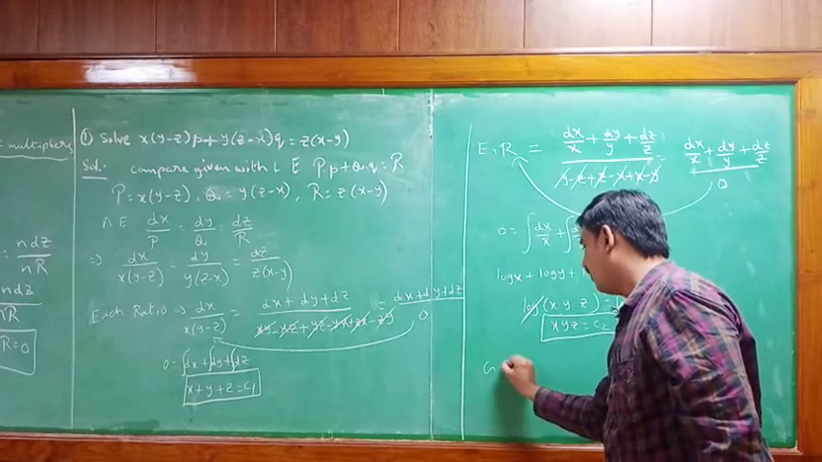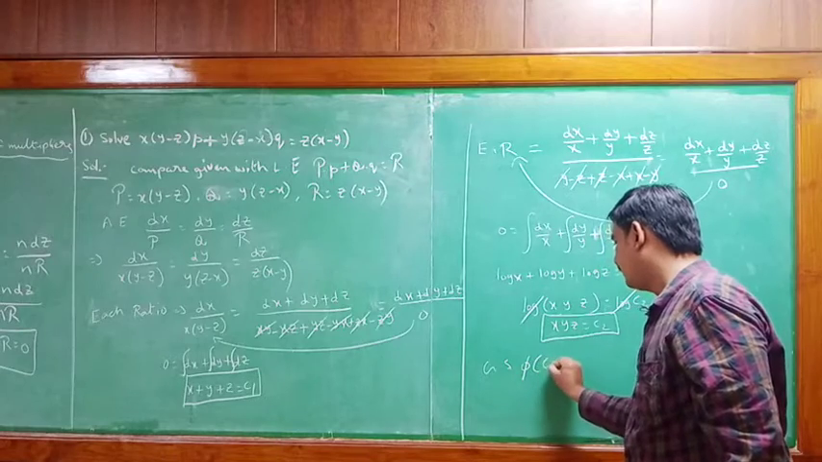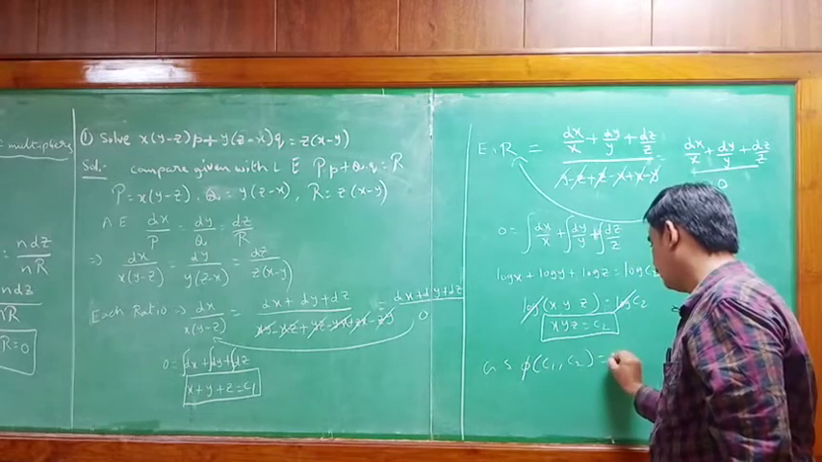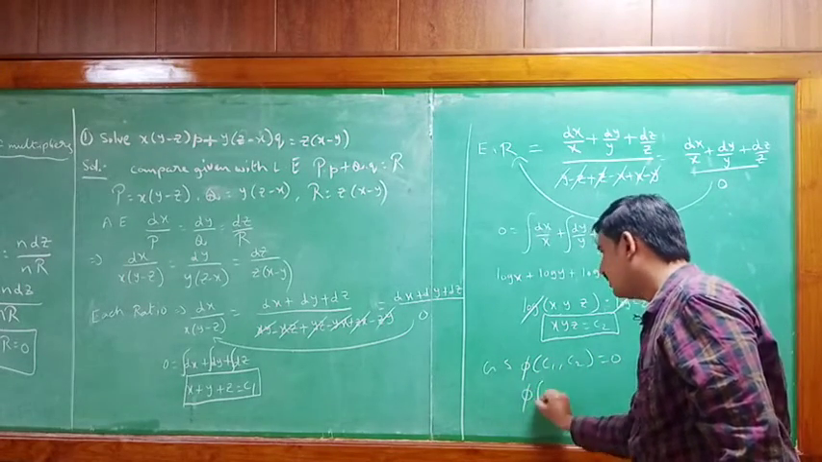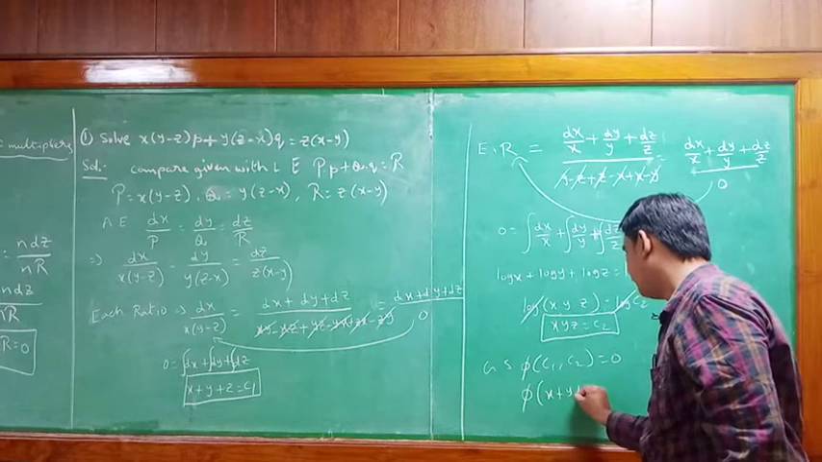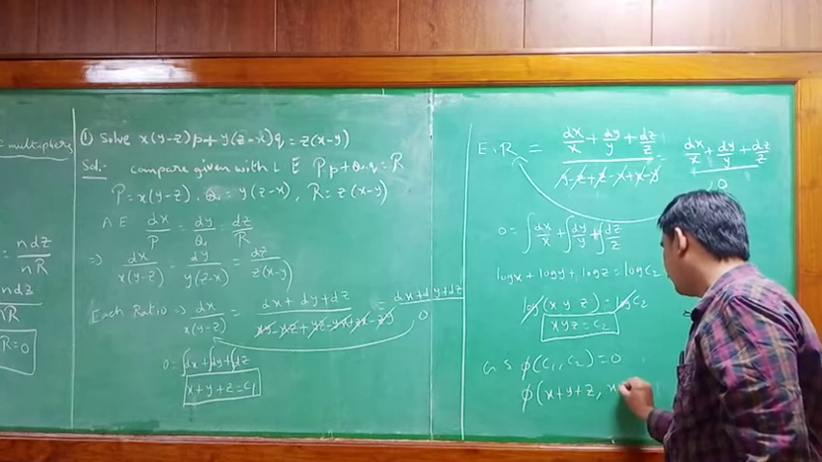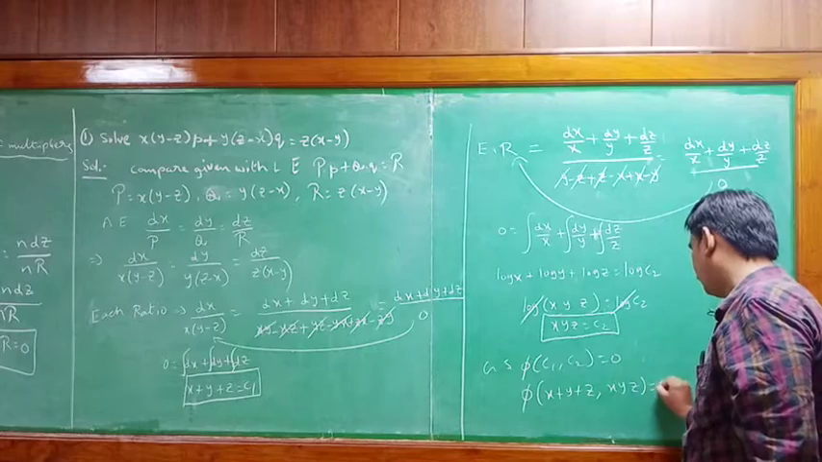So therefore, what is our general solution? Phi of C1 comma C2 is equal to 0. Phi of what is my C1? I got x plus y plus z. What is my C2? I got xyz, so phi of (x plus y plus z, xyz) equal to 0.